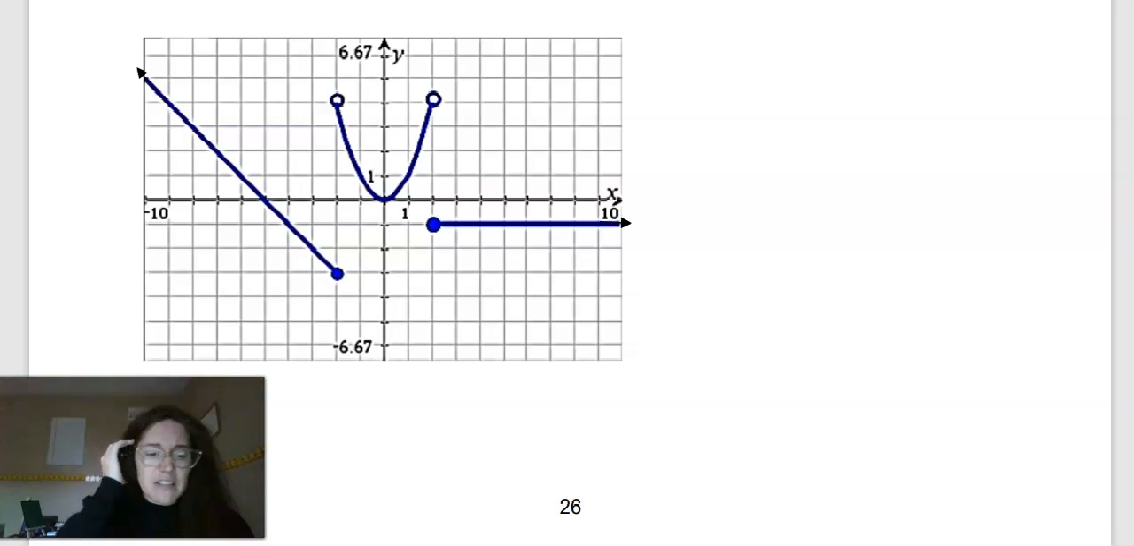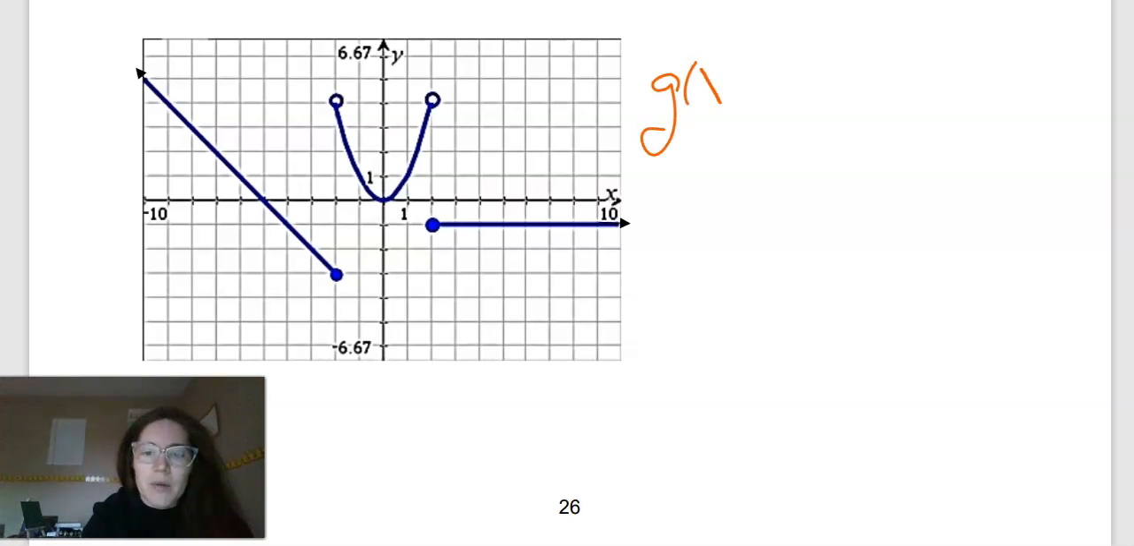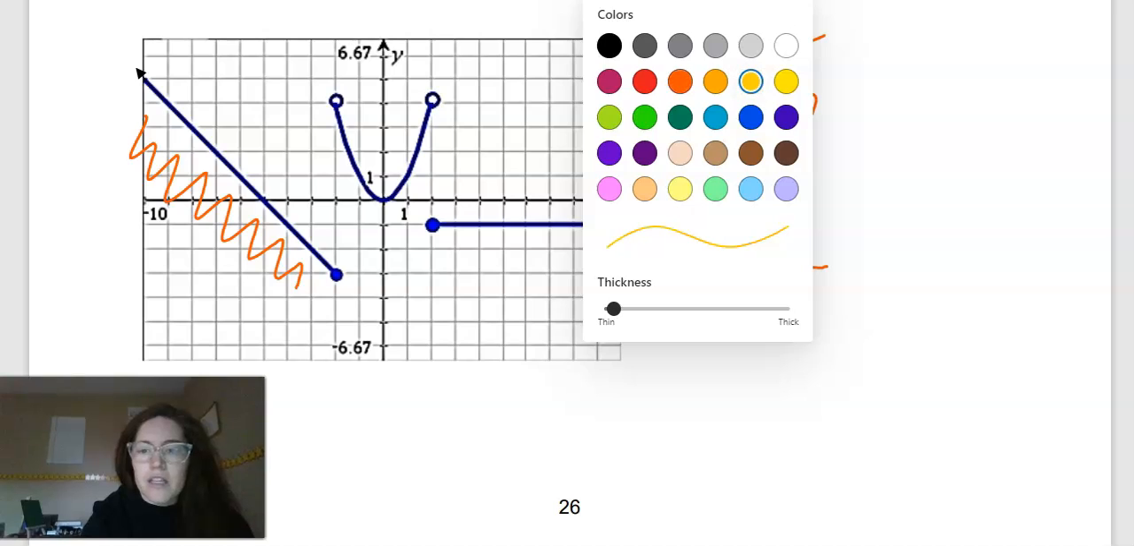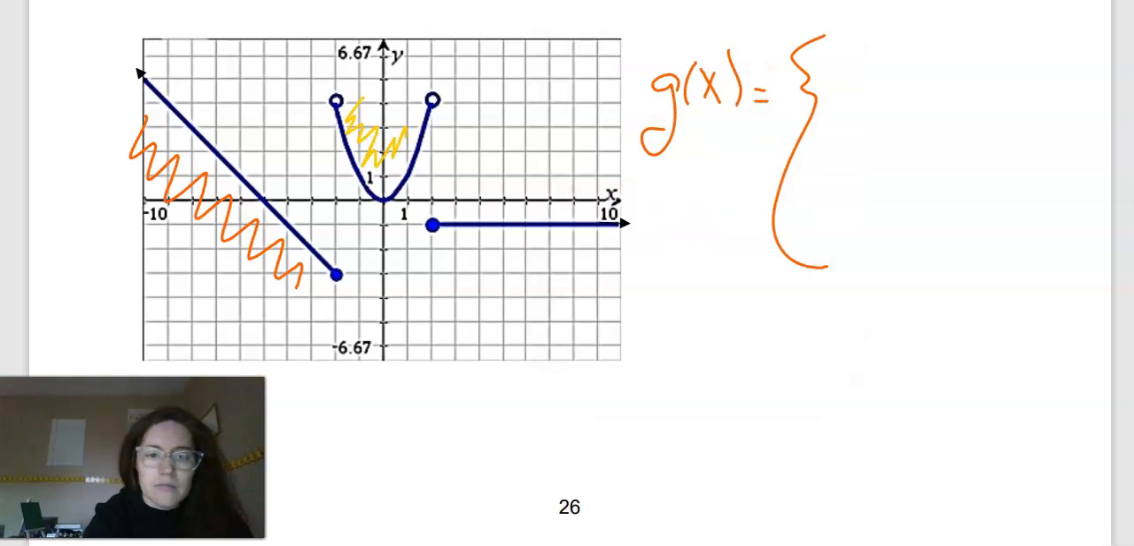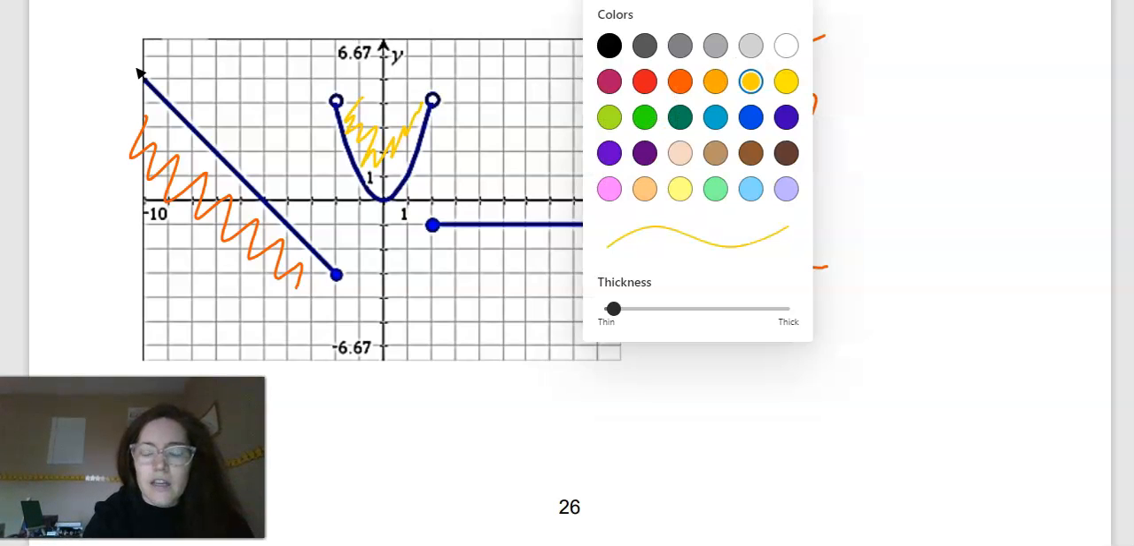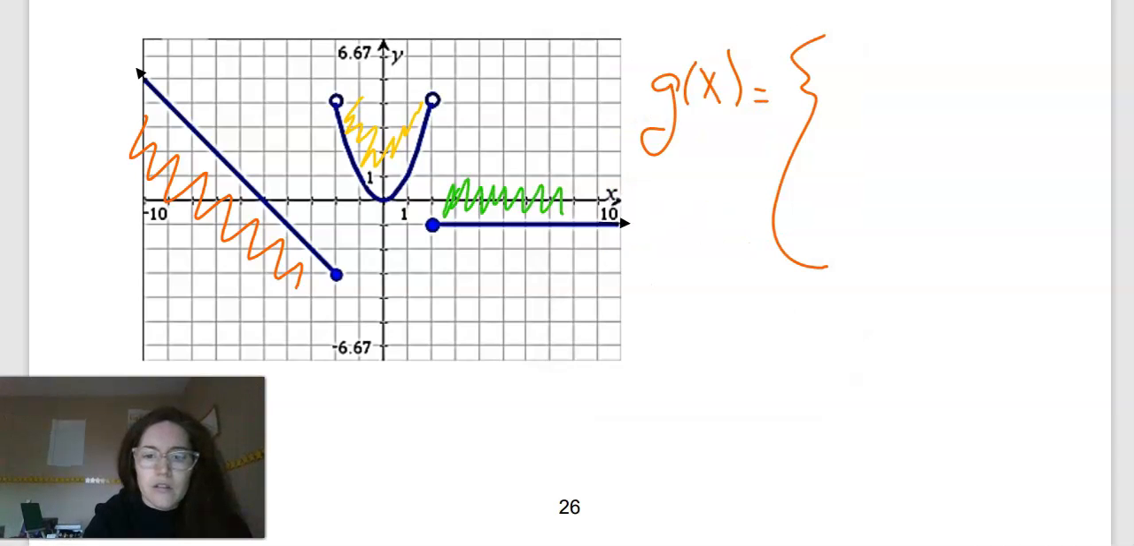Now, same but different. So g of x. Why did I pick g? Just because I wanted to. This is going to have 3 segments. I'm going to make this one the orange one so we can keep track. I'm going to make this the yellow one. And then I'm going to make this the green one. All right, here we go.